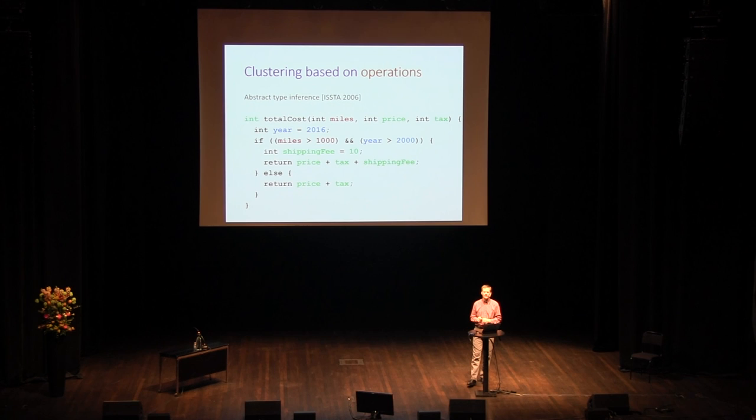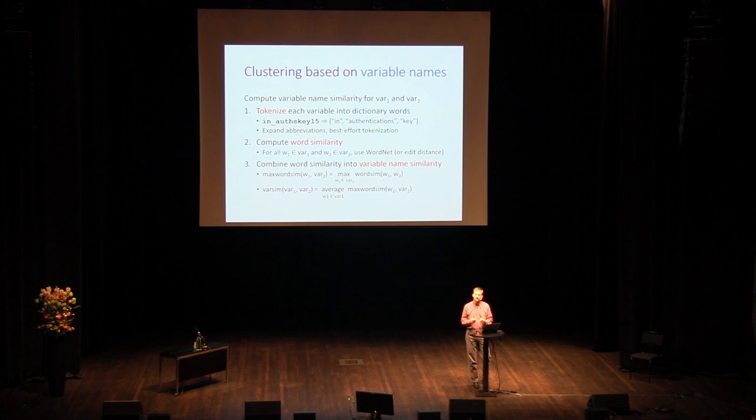The clustering based on variable names is the novel part here. And the idea is we want to take two variable names and determine their similarity. So the first step is tokenize it. Turn that variable name into lots of English words. And that uses underscores and camel case and recognizes abbreviations and so forth. So something like in auth's key could turn into in authentication's key. It's a best effort approach.